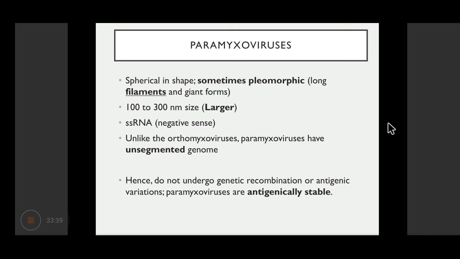They are single-stranded negative sense RNA viruses. But unlike orthomyxoviruses, the genome of these paramyxoviruses is unsegmented. That means there is a single segment of the genome, because of which they do not undergo genetic recombination or antigenic variations, which are very frequent in the influenza virus, like you know. Okay, so paramyxoviruses are antigenically stable in contrast to the orthomyxoviruses.